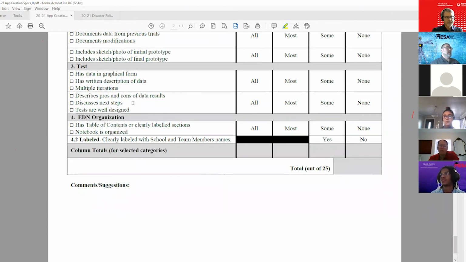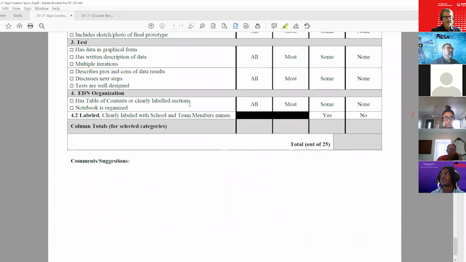And then when you do your test, right? Test 1, what did your test do? What were the results of your test? What was the data? And then what were your conclusions from that data that led you to make design choice changes or different decisions for your app? And then, if you have that table of contents, like these are the easy points, right?